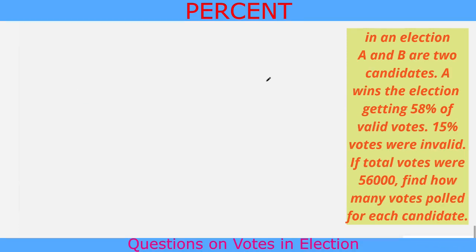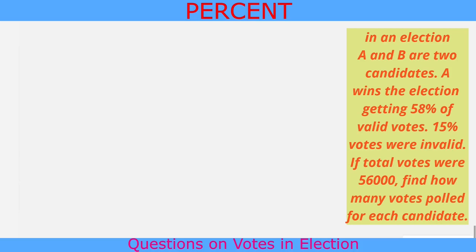Our next question is, in an election, A and B are two candidates. A wins the election getting 58% of valid votes. 15% votes were invalid. If total votes were 56,000, find how many votes polled for each candidate. In previous questions, there were no invalid votes. In this question, 15% votes are invalid. So we have to consider the invalid votes.